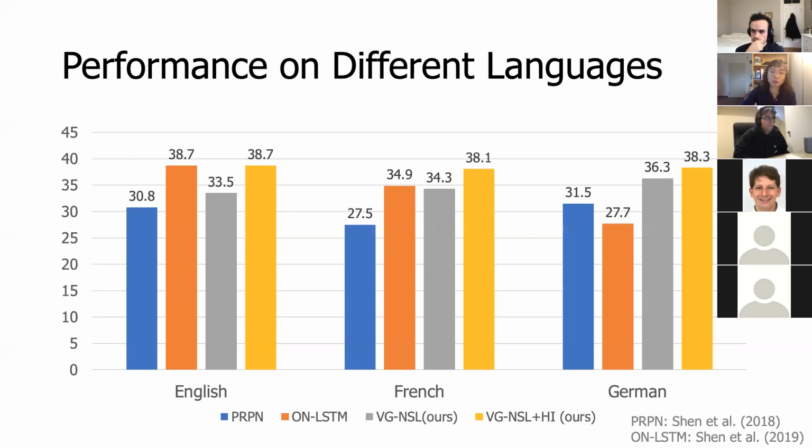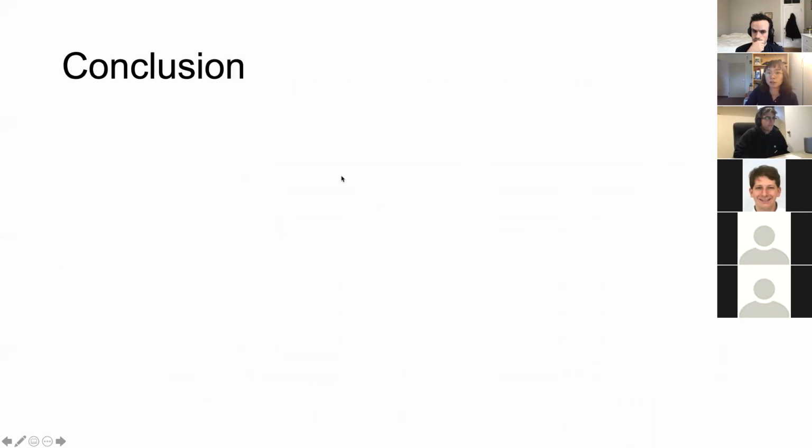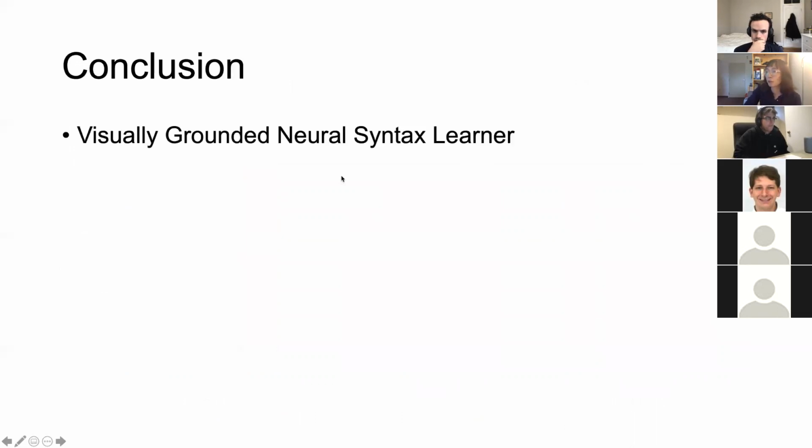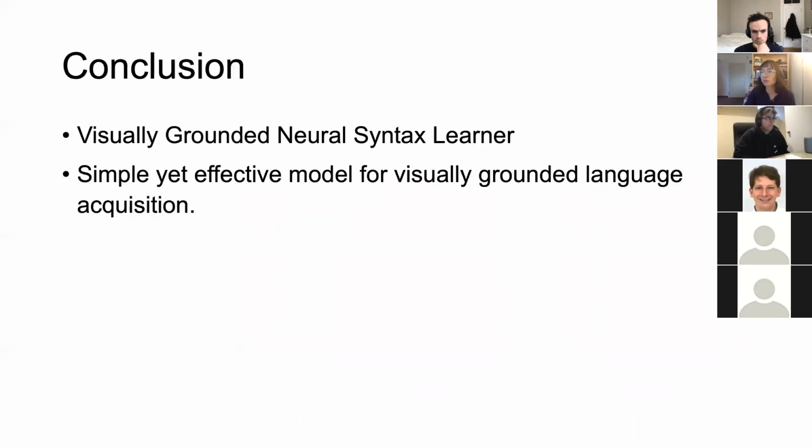So to draw a conclusion of the second part of my talk, in this part, I introduced this idea called the visually grounded neurosyntax learner. It is a very simple, effective model for visually grounded language acquisition. But not everything is perfect in our model. There are definitely some limitations.